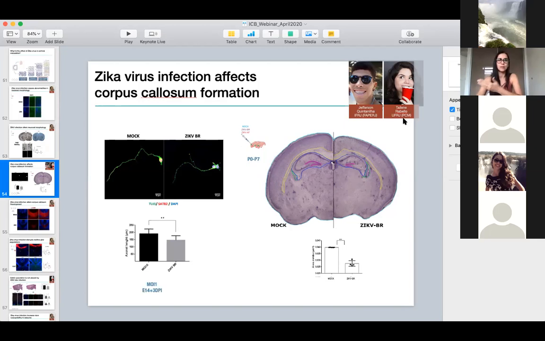And what Tailani found later was that the area and the volume of the corpus callosum was actually decreased. So if she infects at P0 and harvests at P7, you can see that the corpus callosum here in yellow, right in the midline, this area is reduced. So here is the Zika brain in coronal section, and here is the mock.